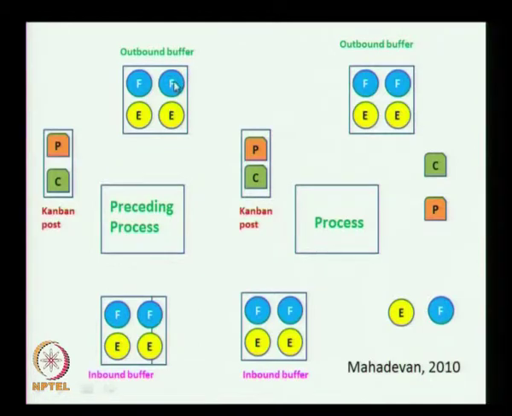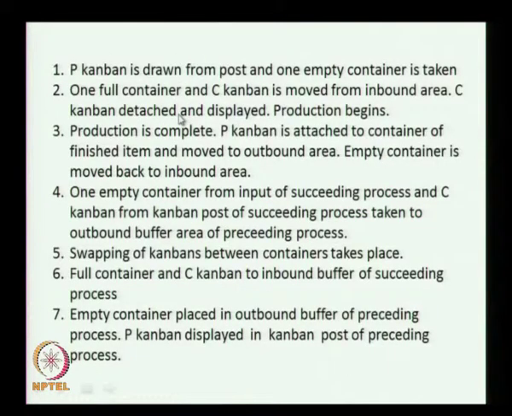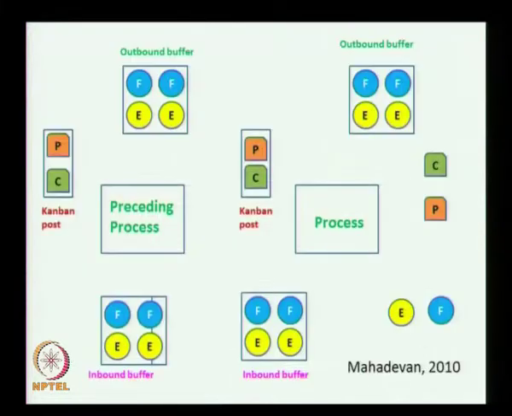So, we take one full container from here, one empty container from here, and we swap the Kanban cards as well as the containers. So, the full from the outbound will now come into this inbound and an empty from this will go to this. So, swapping of Kanbans between the containers also takes place. Therefore, the full container and the C Kanban move now to the inbound buffer of the succeeding process, and the empty container is placed in the outbound buffer of the preceding process and a P Kanban is displaced.